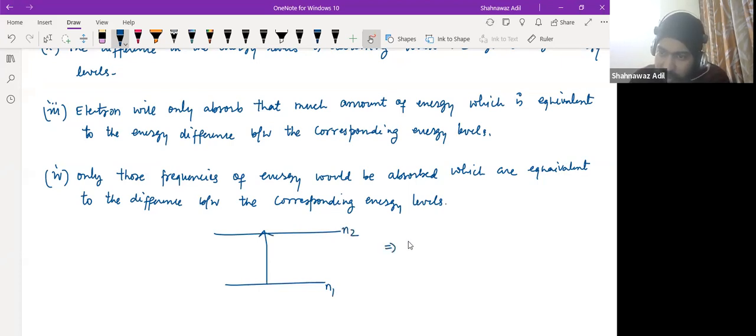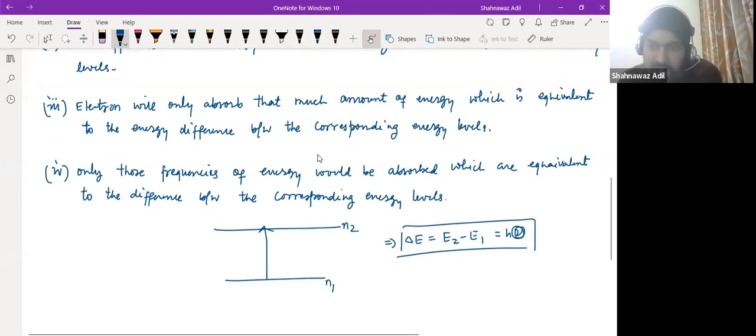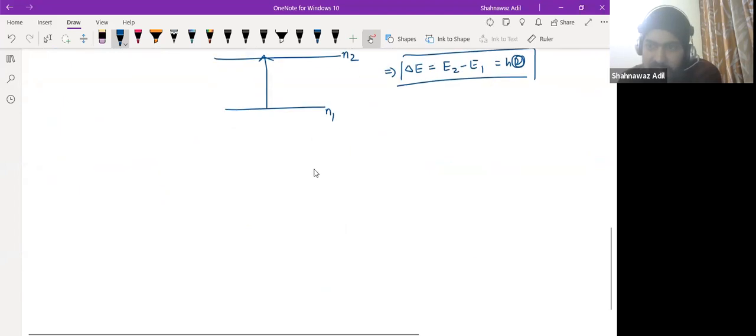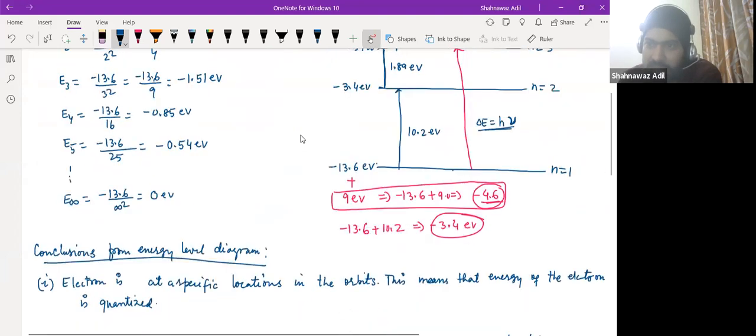So what amount of energy do we have to provide? We have to provide E2 minus E1, which would be h nu. That much energy we have to provide. Only then it will absorb that energy or that frequency, right? Otherwise, it will not. So this is the fourth conclusion, and these are the conclusions that we can make, right?